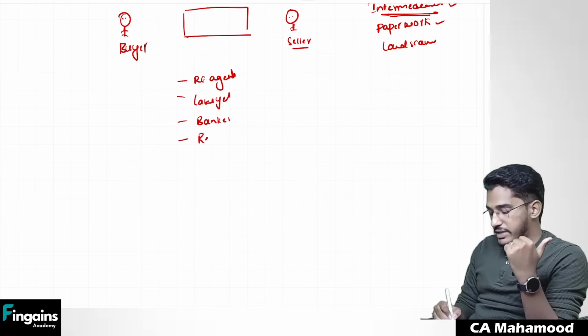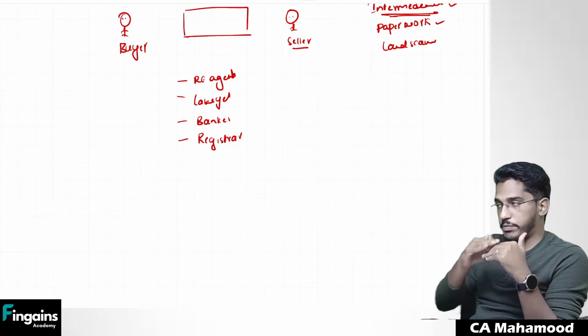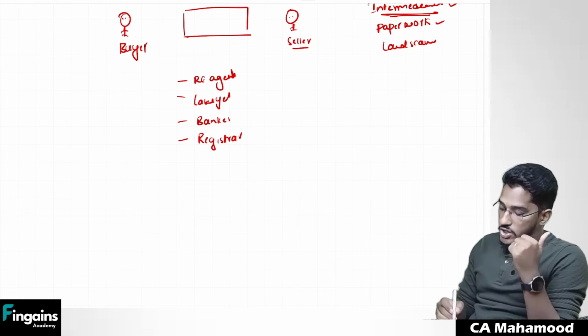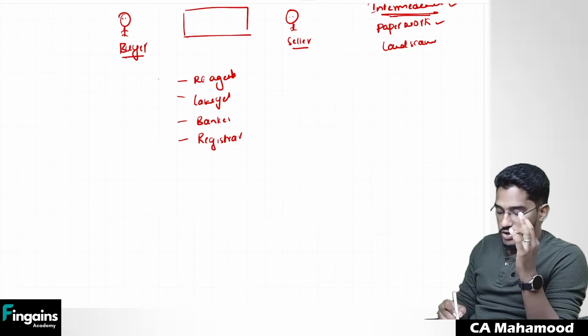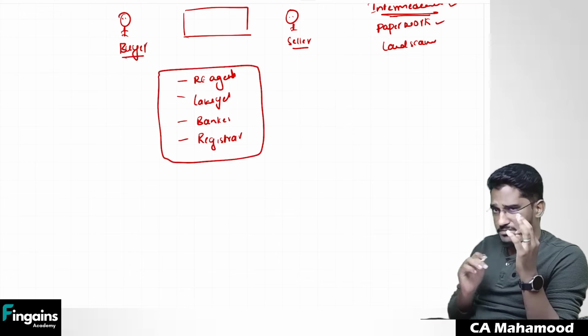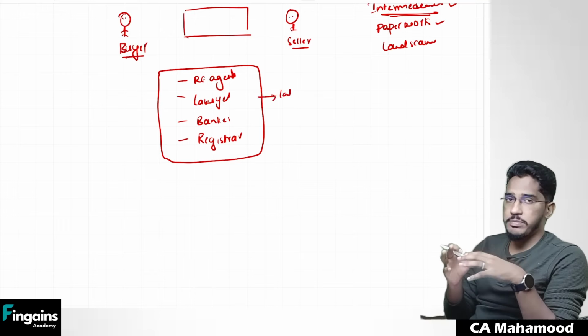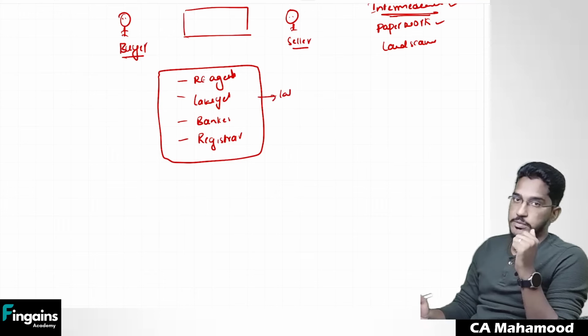Along with that, we also need a registrar to register this property, to transfer the property from the seller's name to the buyer's name. To execute this transaction in today's norms, we need these many intermediaries, and also a lot of paperwork. You all know how much paperwork will be involved in selling and buying property today.